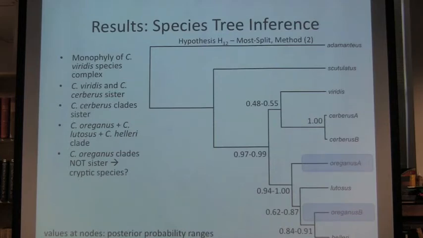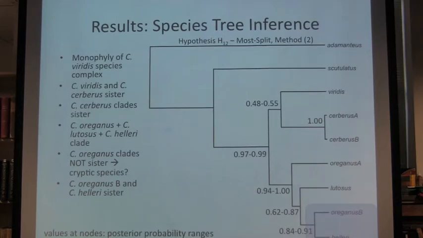So this is the northern Pacific rattlesnake, and the two clades here represent Oregon and Washington and California. Very surprising result. Finally, I find that Origanus B, the Origanus from California, is sister to Helleri, which is the southern Pacific rattlesnake, also in California, Southern California.